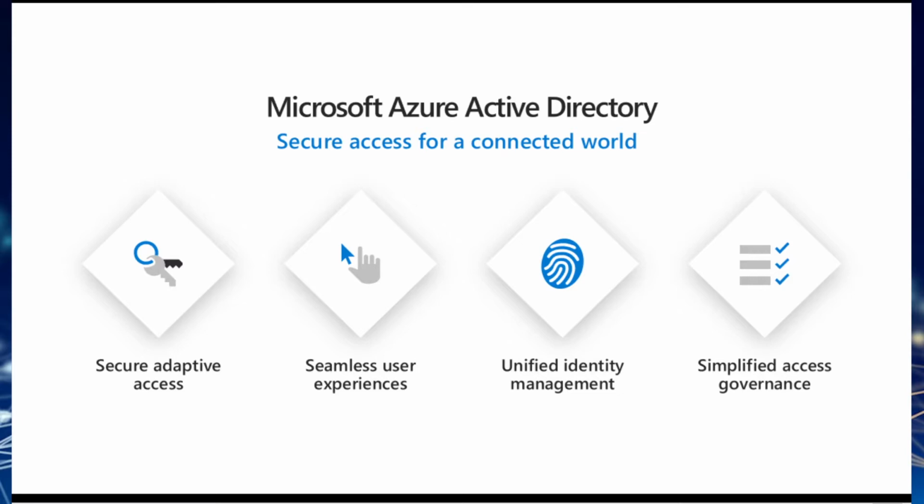Right? The second one is seamless user experience. Provide an easy, fast sign-in experience to keep your users productive. Reduce the time managing passwords, increasing end user productivity, as I said before, which is really more related to the user experience part. Next one is unified identity management. Manage all your identities and access to all your applications in a central location, whether they are on the cloud or on premises, to improve visibility and control.